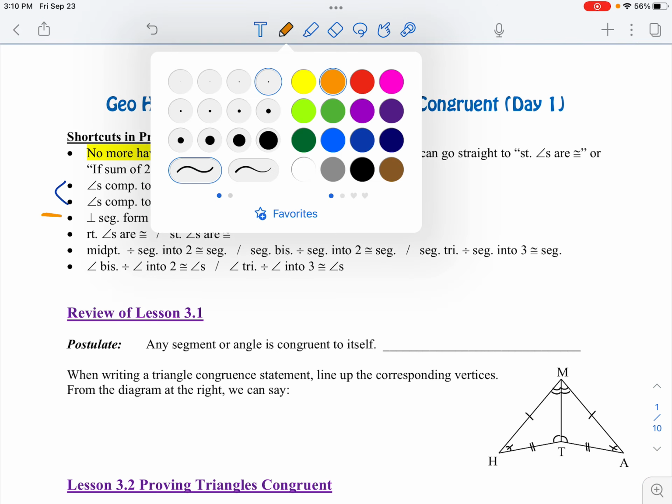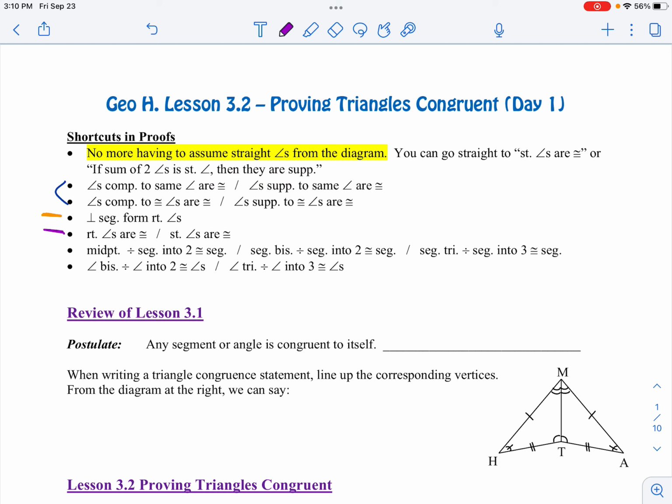Then your 1.4 theorems. We used to say if two angles are right angles, then they are congruent. We don't have time for that anymore. Just go right to right angles are congruent. And then from lesson 1.5, if you're using bisectors and trisectors and midpoints, we'll stop doing the if-then for that. We'll still use the if-then if it's the very last reason in a proof. Actually, this one will stay green also because that's all 1.5.